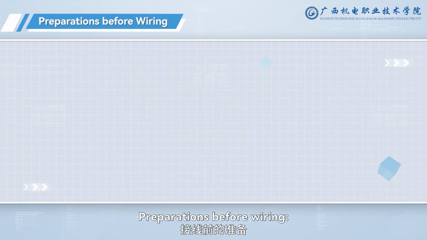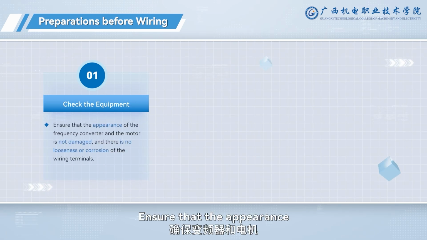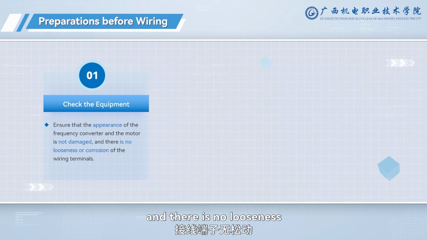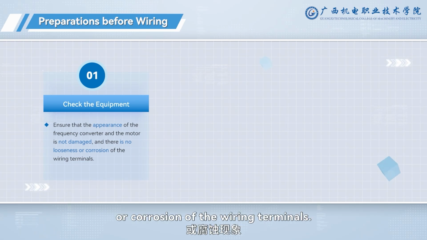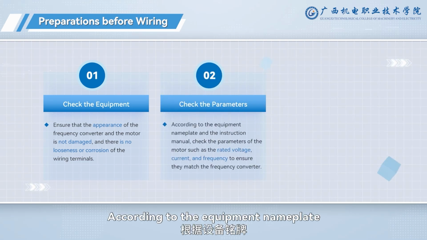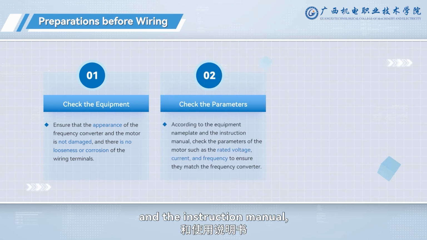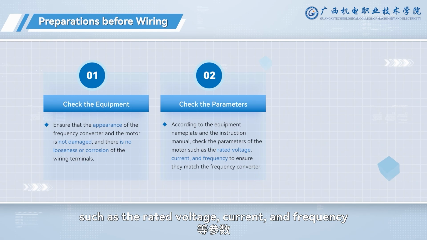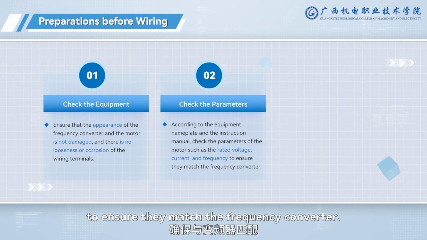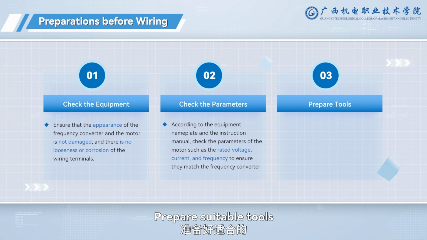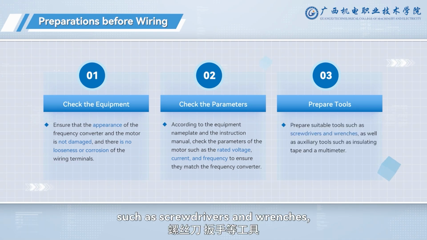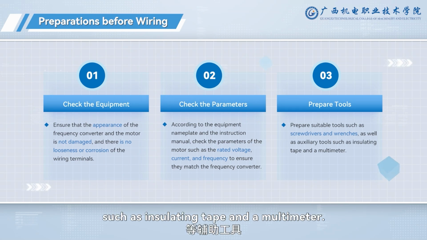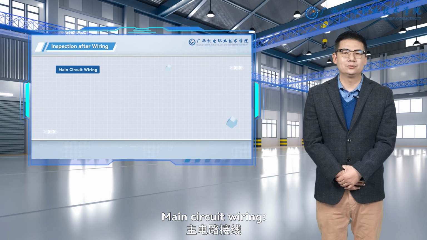Preparations before wiring. Check the equipment. Ensure that the appearance of the frequency converter and the motor is not damaged, and there is no looseness or corrosion of the wiring terminals. Check the parameters. According to the equipment nameplate and the instruction manual, check the parameters of the motor such as the rated voltage, current, and frequency to ensure they match the frequency converter. Prepare tools. Prepare suitable tools such as screwdrivers and wrenches, as well as auxiliary tools such as insulating tape and a multimeter.